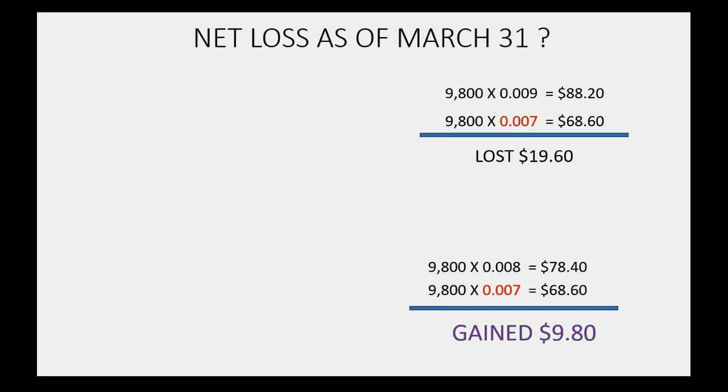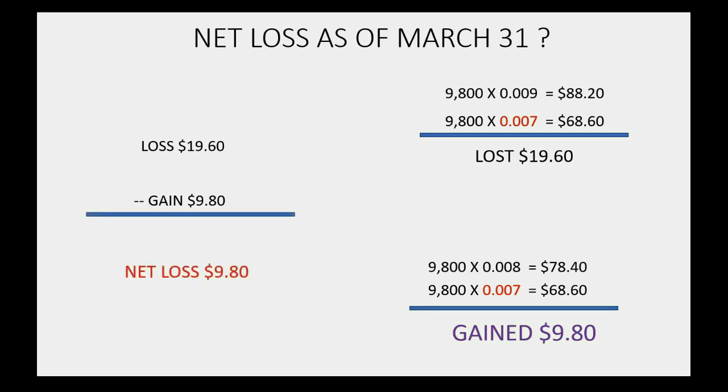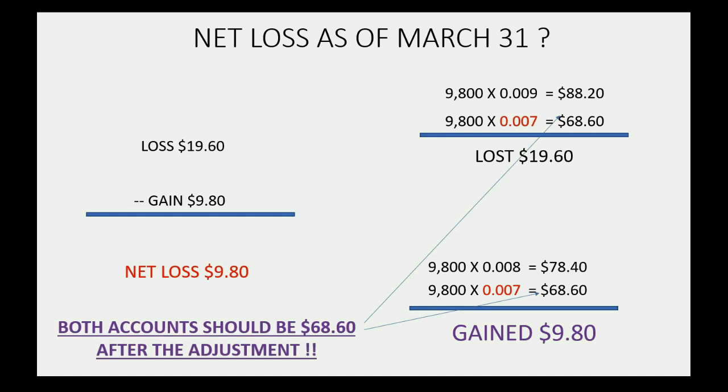So what was the net loss? Well, if you lost $19.60 on one account, but you gained $9.80 in the other account, then the net loss, which will be the net adjustment, home currency adjustment, on March 31st, before we record paying, will be $9.80. And after we pay, both accounts should be equal because they will have the same number of units and each of those units will be valued in the same amount.